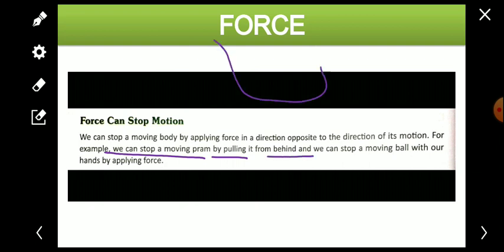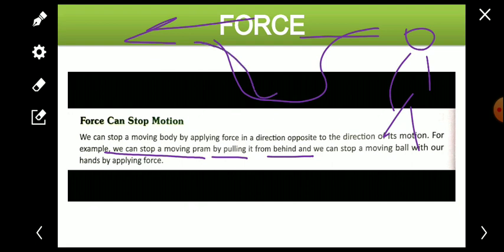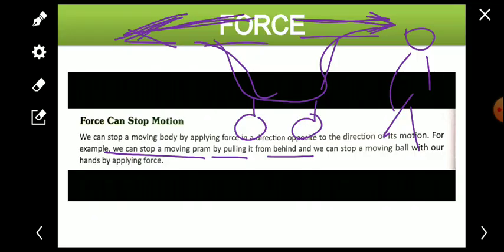Suppose this is the trolley and you are pushing it, and it is going in this direction. If you have to stop this cart, then you will have to pull it. It means you have to apply the force in the opposite direction of the motion. The direction of motion is this; if you have to stop, then in the opposite direction we will have to apply the force. It means you will have to pull the cart towards yourself. So we will have to apply the force in the opposite direction of the motion.